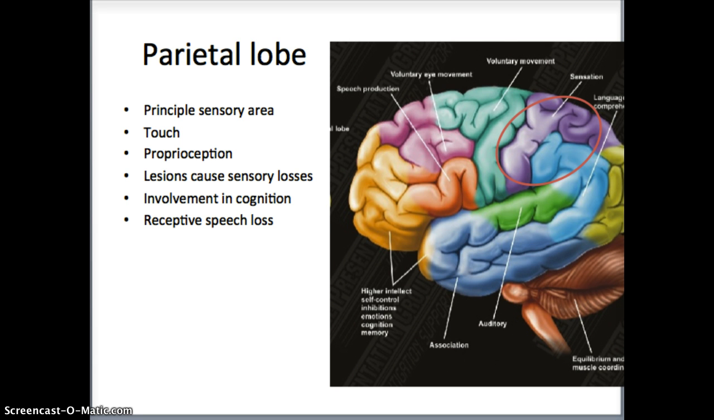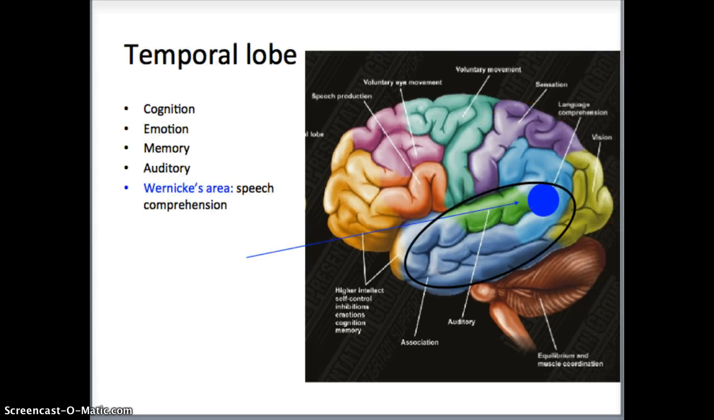The temporal lobe is your main hearing center. So it interprets your experiences, remembers visual scenes, music, and other patterns. It's also involved with your cognition, your emotions, memories, and this is where your Wernicke's is found. So your Broca's area was found in the frontal lobe. The Wernicke's is found in the temporal lobe, and this is where you comprehend speech.